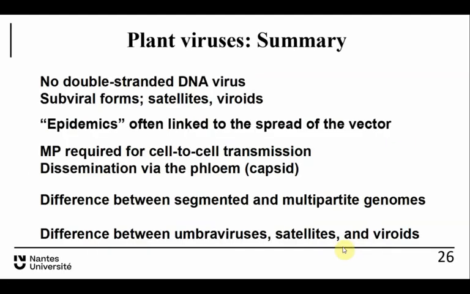So main things to remember in plant viruses: unusual characteristics of their genomes, no double-stranded DNA viruses, and they have these weird subviral forms like the satellites and the viroids and umbra viruses. I think, honestly, we find these in plants, not in animal viruses, probably related to their dependence on vectors and the high MOI at each transmission cycle. That's what allows these things to persist.